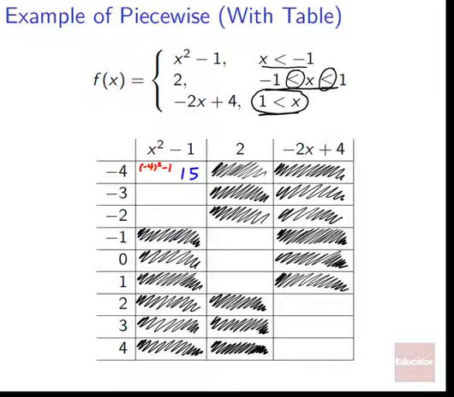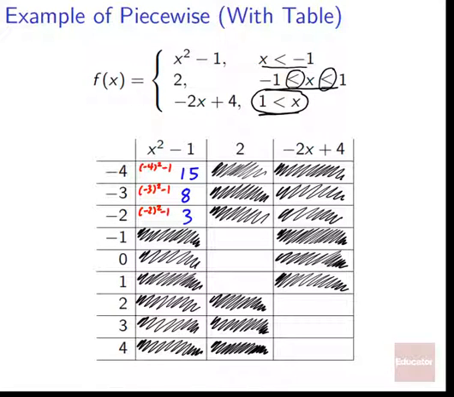What about -3? We plug in -3 squared minus 1. That gets 9 minus 1, so we get 8. What about -2? We plug in -2 squared minus 1. So 4 minus 1 gets us 3. All right, now we switch rules.